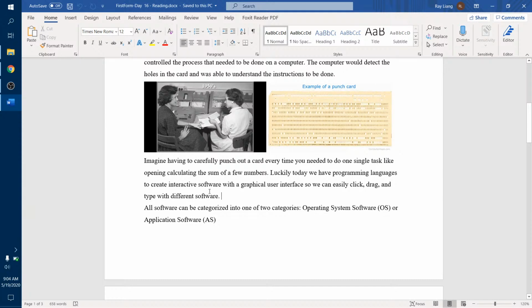So remember the term graphical user interface. That's exactly what software provides for us. It gives us something that's visual or graphical that we can see, and us being the user to interface or interact with a computer device.